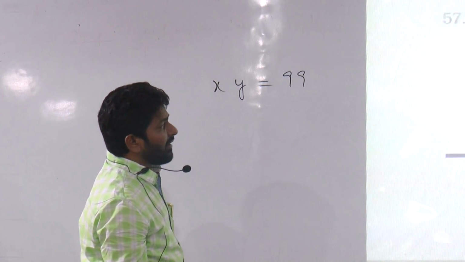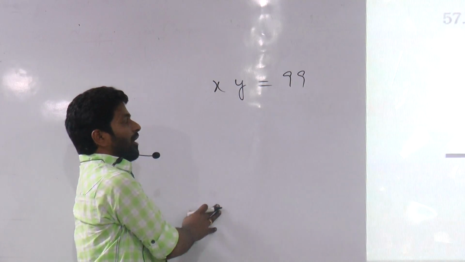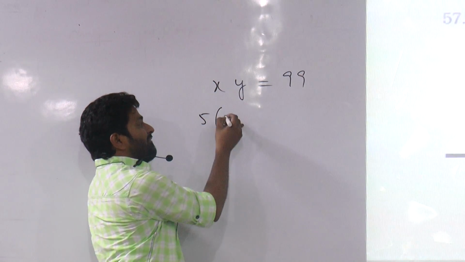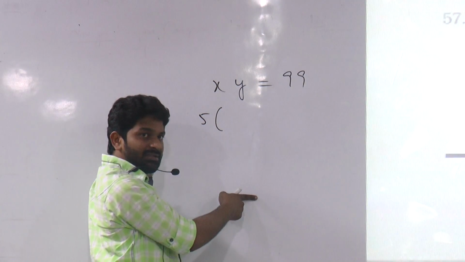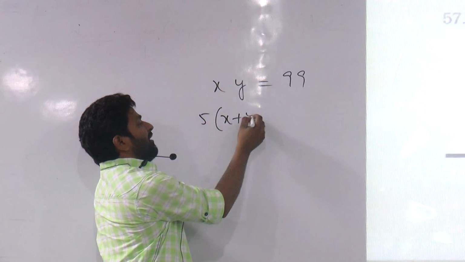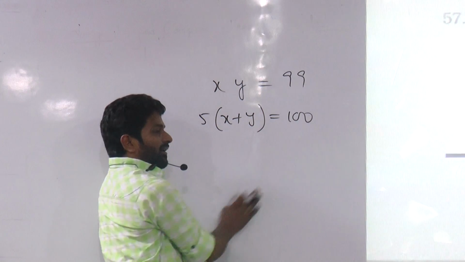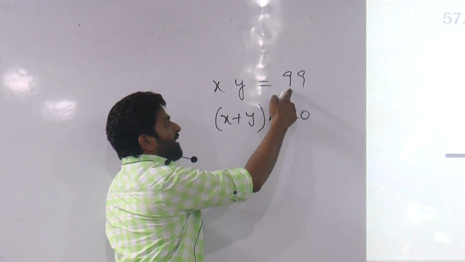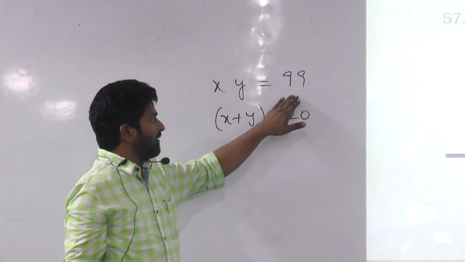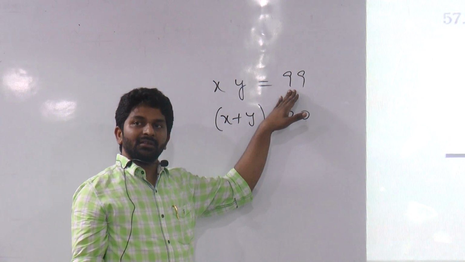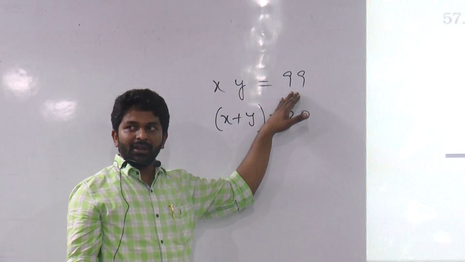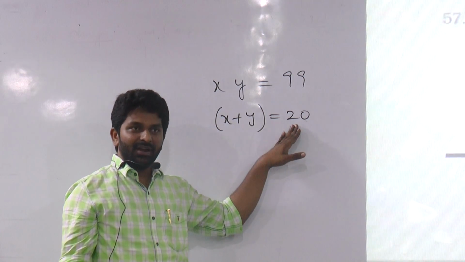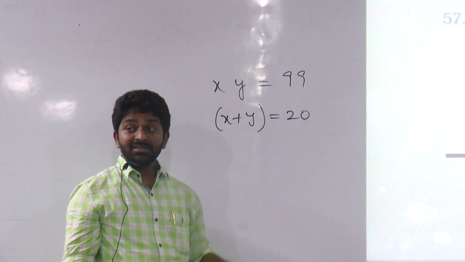But whereas you are given sum of numbers. How much is sum of numbers given? 100. Sum of numbers in the sense 5x plus 5y, right? Yes or no? So when you take 5 common, 5 into x plus y is equal to 100. X plus y is equal to 20. X into y is 99. You are getting combinations. Product of two numbers should be equal to 99. 11 and 9. Sum of two numbers is 20. Satisfied. So x is 9, y is 11.